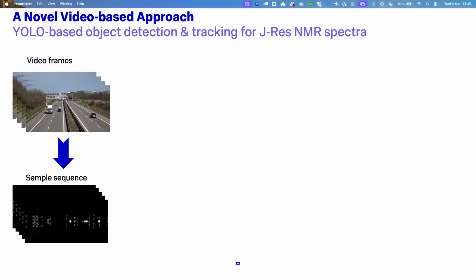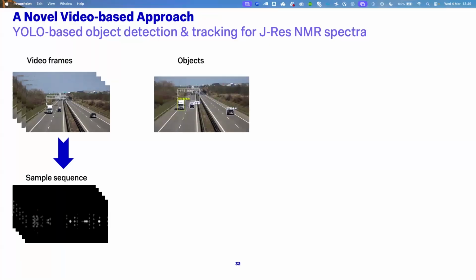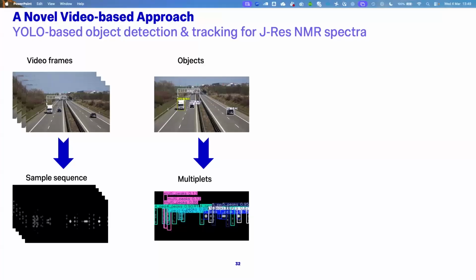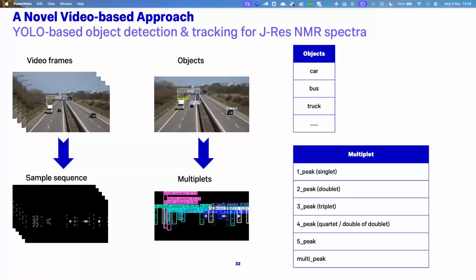Okay, so we've got a sample sequence. We have objects, which in this case are vehicles or something in a natural scene. And of course, we have what we might call multiplets, so just the peaks linked together by their pattern in the y-axis. And we're trying to detect those. And then we have different types of objects. In this example, they're different types of vehicles.